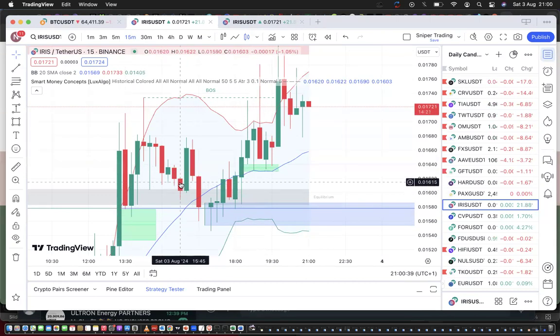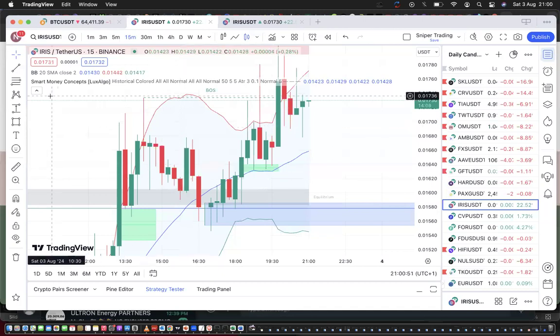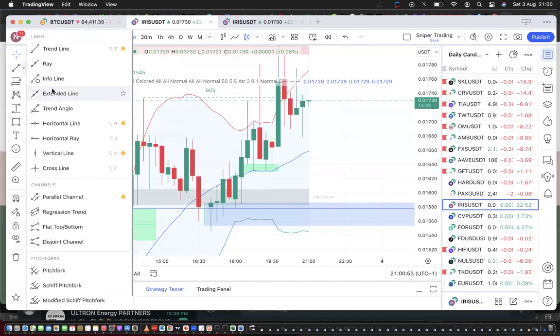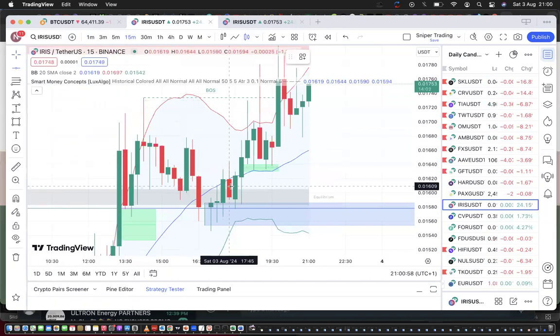Look at this one, for example. There's no imbalance here. The fact that this candle pumped high does not create an imbalance. Why? Look at the first candle, the first candle's open and close. Let me use a horizontal line to help you understand this.